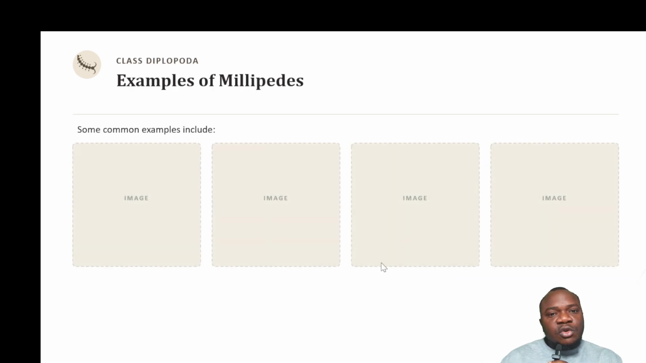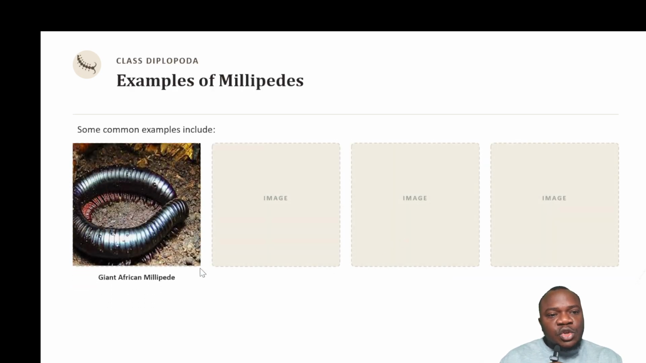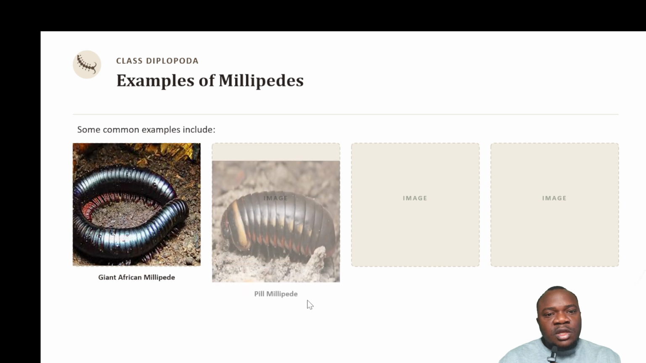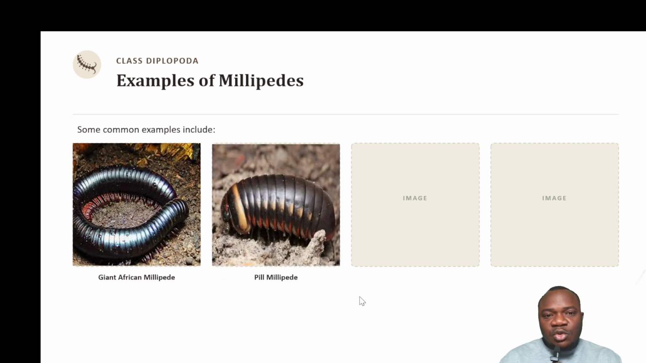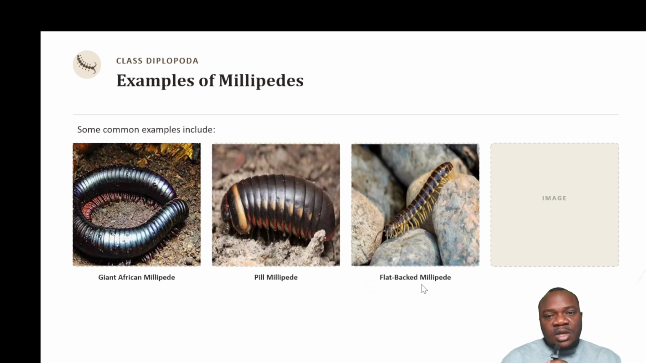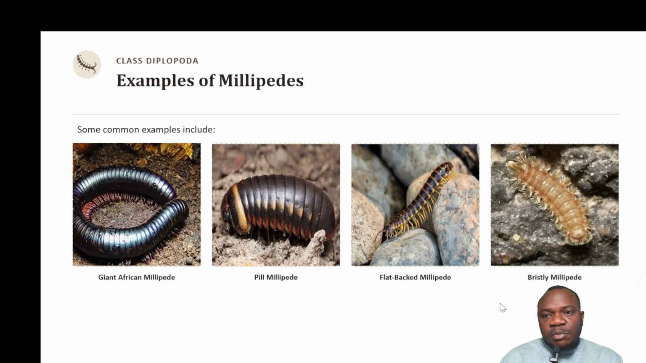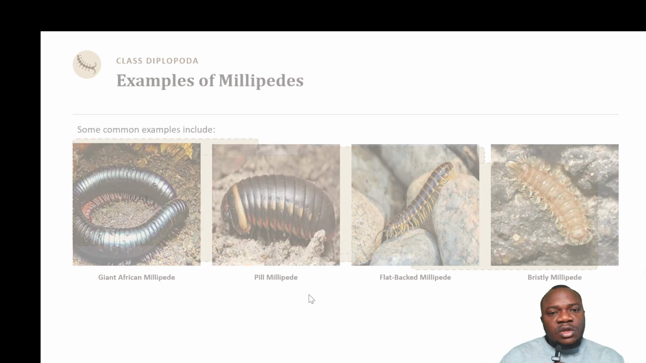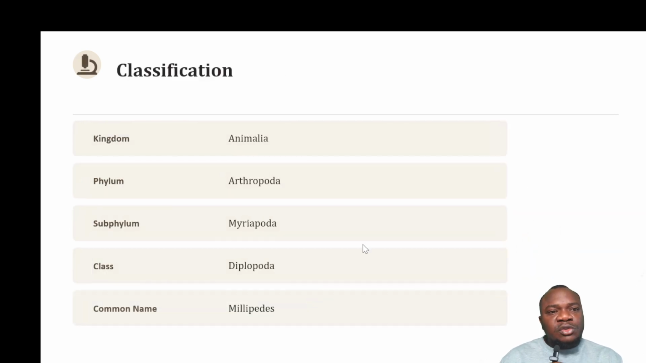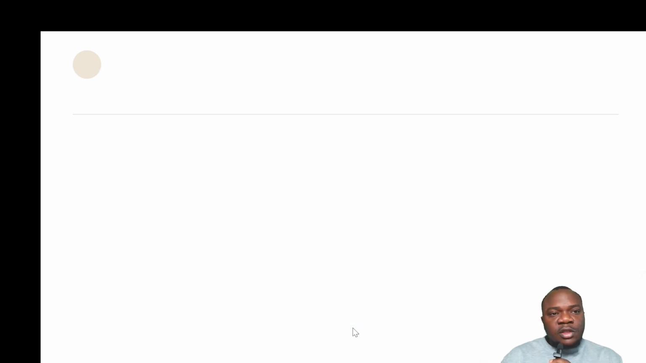We have different examples of millipedes: the giant African millipede, the pale millipede, the flat-backed millipede, though I've not seen those species before, and the Bristol millipede. I've only seen the giant African millipede. Classification: Kingdom Animalia, Phylum Arthropoda, Subphylum Myriapoda, Class Diplopoda, and the common name is millipedes. They're all generally called millipedes.